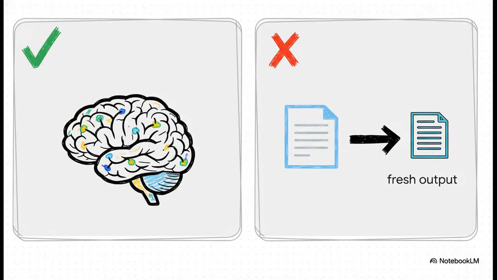Now, this is a really, really important point. We need to be clear about what's being cached. Prompt caching saves the model's computation, its internal brain state, if you will, not the final text answer. This means the model still generates a totally fresh, unique response to your new question every single time. It just does it a whole lot faster.